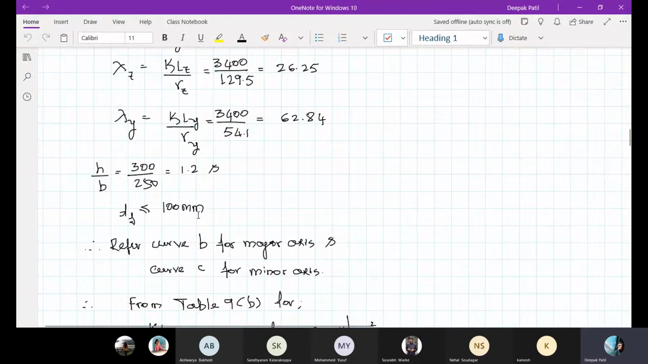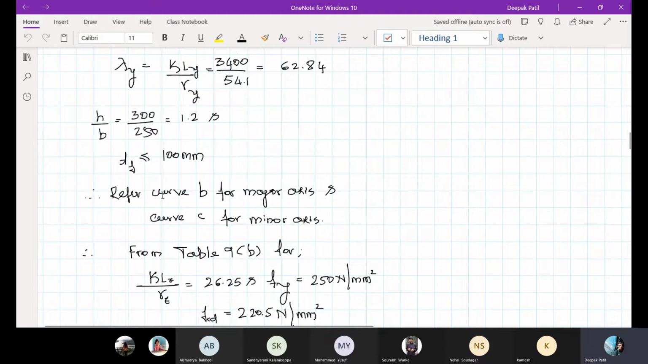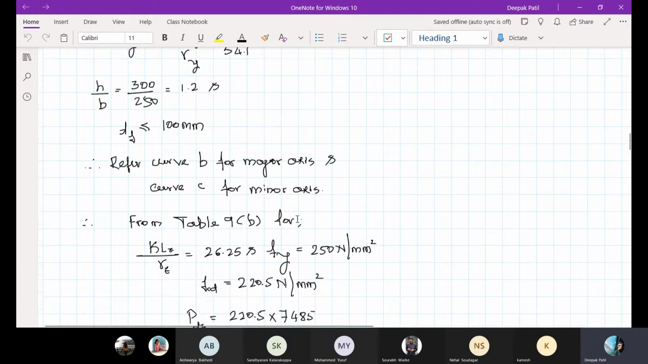Then I have to check which curve, that is, which table, I have to refer for the major axis and for the minor axis. You first find the ratio H by B, which comes out to be 1.2, and the thickness of flange of ISHB 300 is less than 100 mm. Then if you go to table 10 of IS 800 2007, you see that you have to refer curve B, that is table 9B, for the major axis and table 9C for the minor axis.